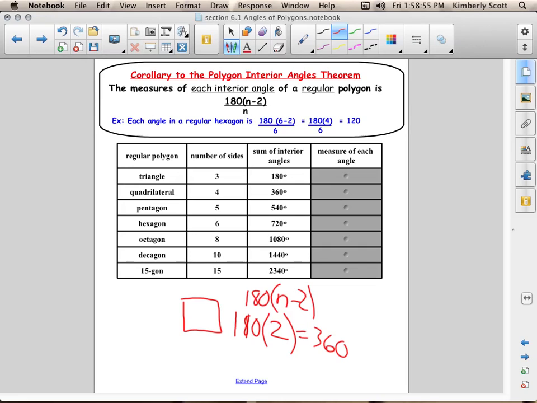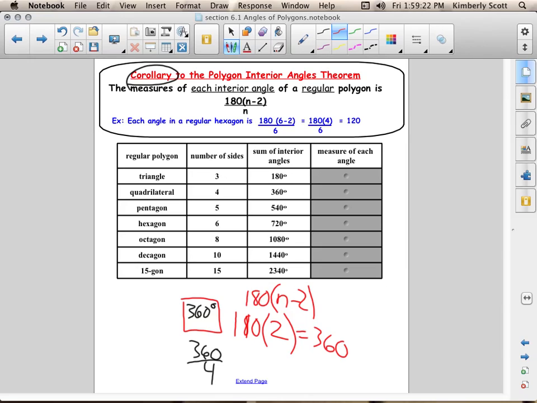360 degrees is the number of degrees inside this square. But what we're asking here with the corollary is what are the degrees of each angle? Well, if you have a regular shape, that means you have equal angles. So all you will do is divide this 360 by the number of angles. In this case, it's 4. So we're going to do exactly this formula right here.